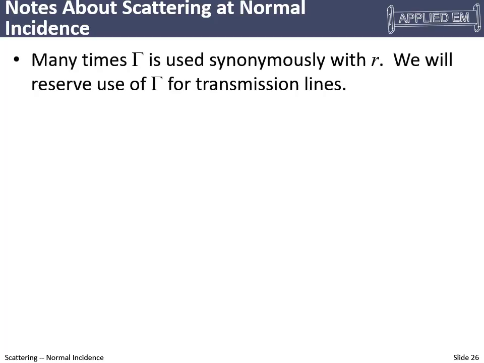Let's end with some final notes about scattering of waves at normal incidence. First, in many texts, instead of seeing lowercase r for reflection coefficient, you'll see this symbol gamma. And that's fine, it means the same thing. I like to reserve gamma for when we're talking about signals on a transmission line. It means the same thing, and we will still use it to relate reflection of signal amplitudes. I'll just use that when we talk about transmission lines to help us remember that we're talking about something that's physically different than a wave hitting an interface. We'll be talking about signals on transmission lines.